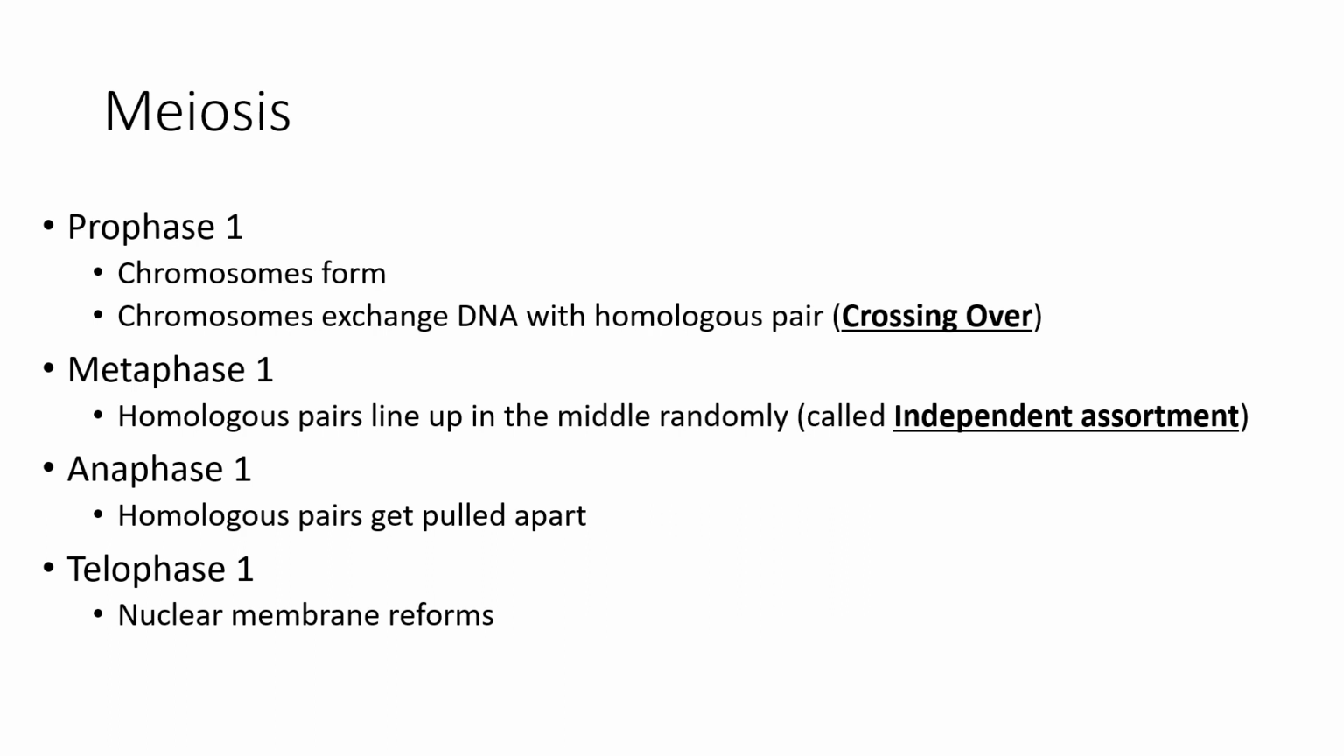And then metaphase, it lines up in the middle again. But the difference in meiosis for metaphase 1 is that instead of getting that single line of chromosomes, those homologous pairs, that means you get one from your mom and the other one you get from your dad, line up in the middle. And this one right here is metaphase 1. And we talked about what independent assortment is. They line up randomly.